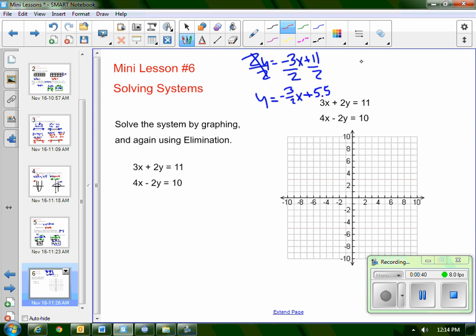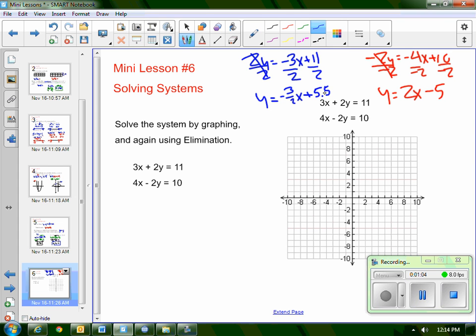When I move 4x, I get negative 4x. I'm sorry, I have to have negative 2y on the left side. Negative 2y equals negative 4x plus 10. And then when I divide everything by negative 2, I've got to divide everything by negative 2, and be careful, it is negative. y equals negative divided by negative is positive 2x minus 5. I'm going to graph these two lines and see where they run into each other.